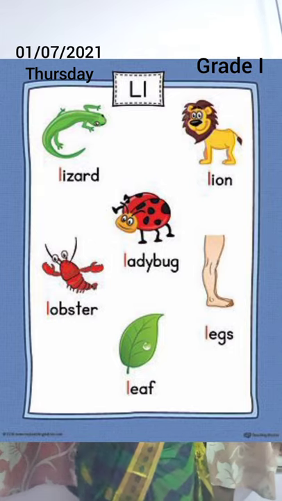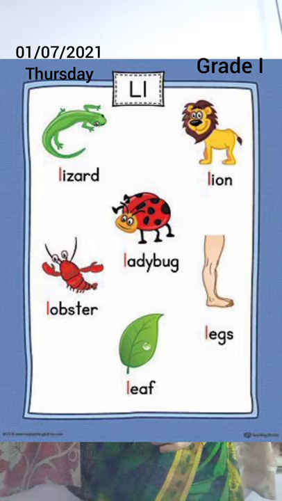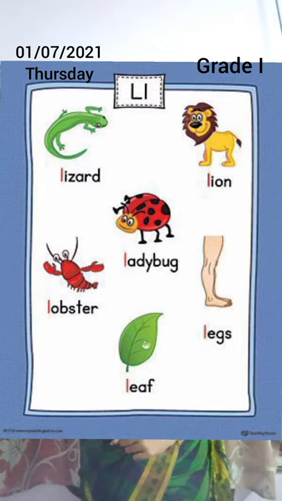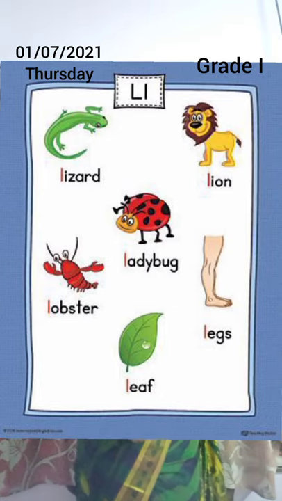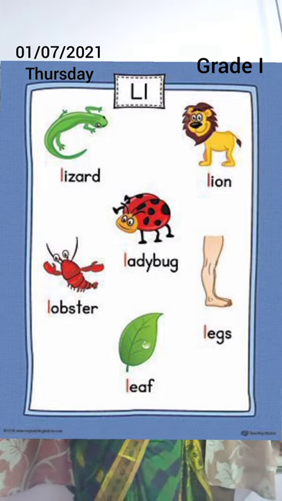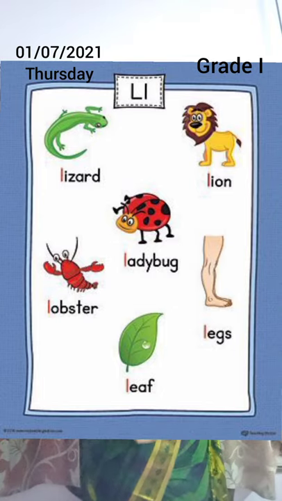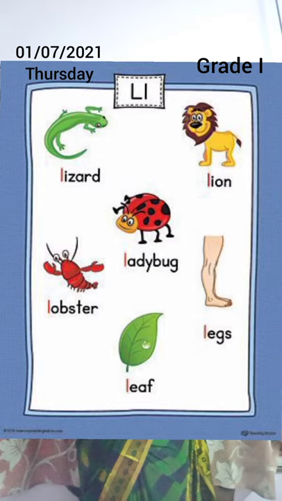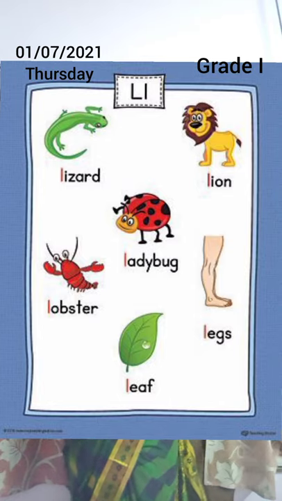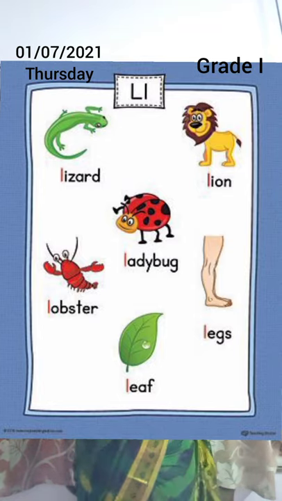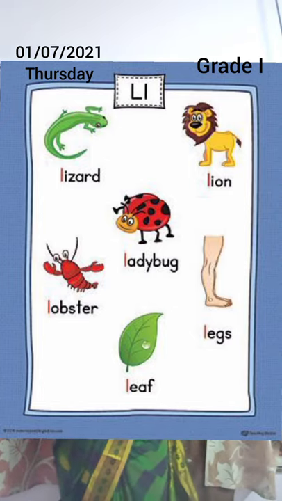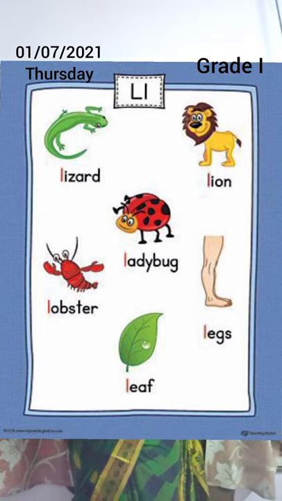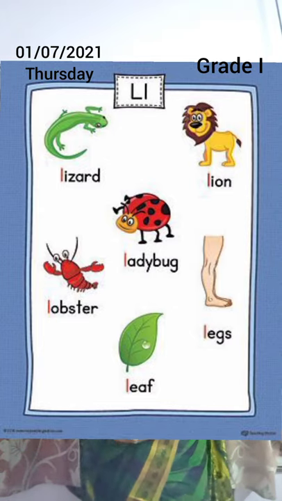Lion. Ladybug. L-A-D-Y-B-U-G. Ladybug. Lobster. L-O-B-S-T-E-R. Lobster. Legs. L-E-G-S. Leaf. L-E-A-F. Leaf. So the alphabet is L. L sound. The examples are lizard, lion, ladybug, lobster, legs, leaf.